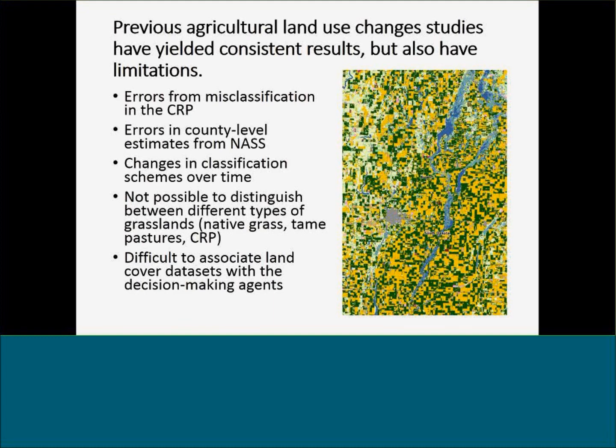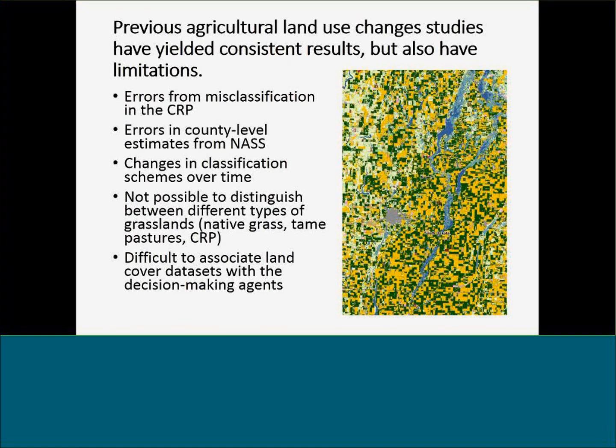Even when we're working with county level estimates from NASS, there's all kinds of sources of errors that come into play. Classification schemes change over time. That's even an issue with other data sources like the agricultural census. One of the big issues that we run into is that we can't distinguish between different types of grasslands. For a variety of reasons, one of the things we'd like to do is understand, okay, if we're looking at native grass versus tame pastures versus CRP, how much of each of these types are we losing and gaining, and where is it happening?